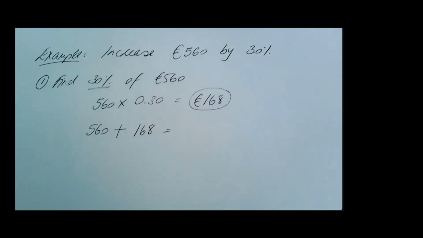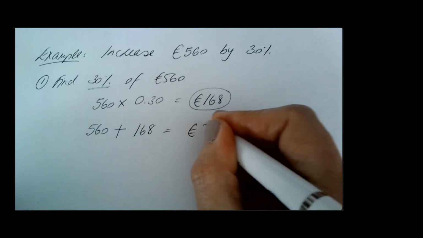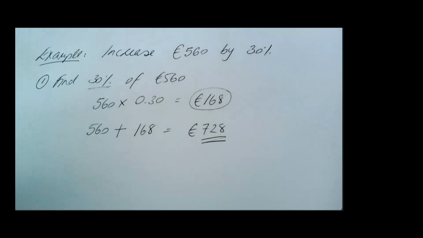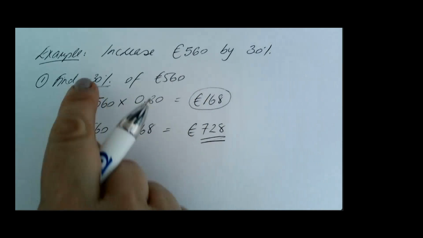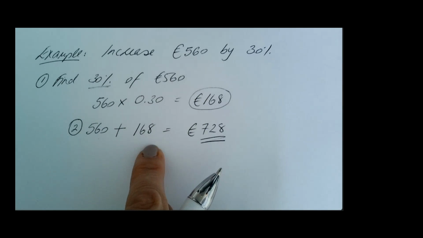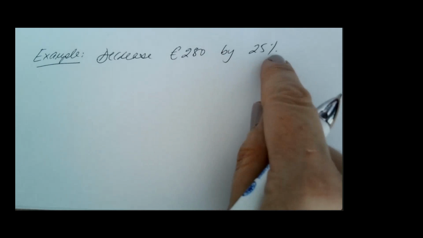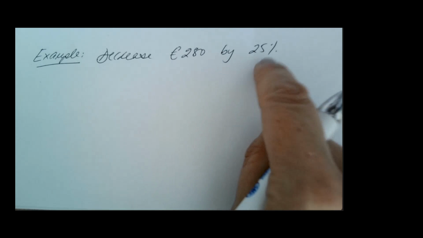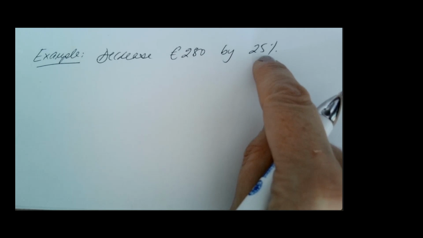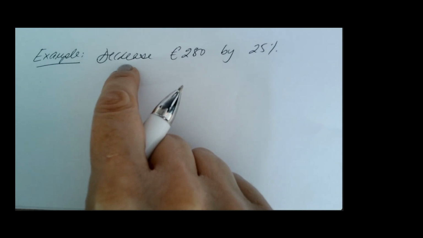So 168 euros added on to 560 works out to be 728. And that is your answer. So 2 steps involved there, find the 30% and then add it on for an increase question. Okay, let's have a look at this example. This time we're asked to decrease 280 euros by 25%. So again, the first thing we're going to need to do is find out what that 25% is first. Then we can look to decrease the 280 by that.